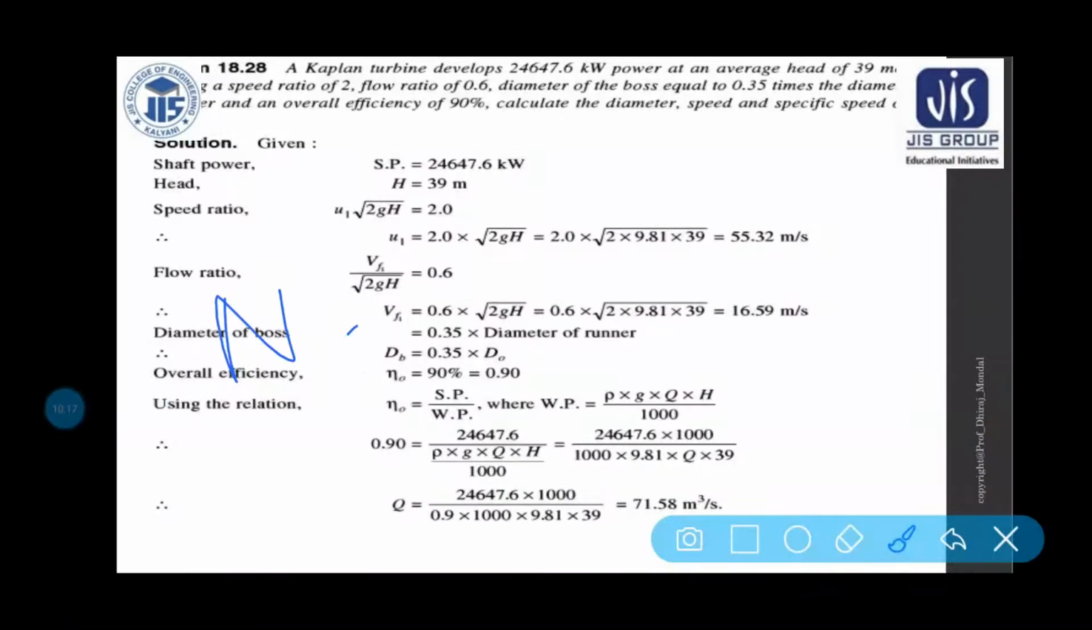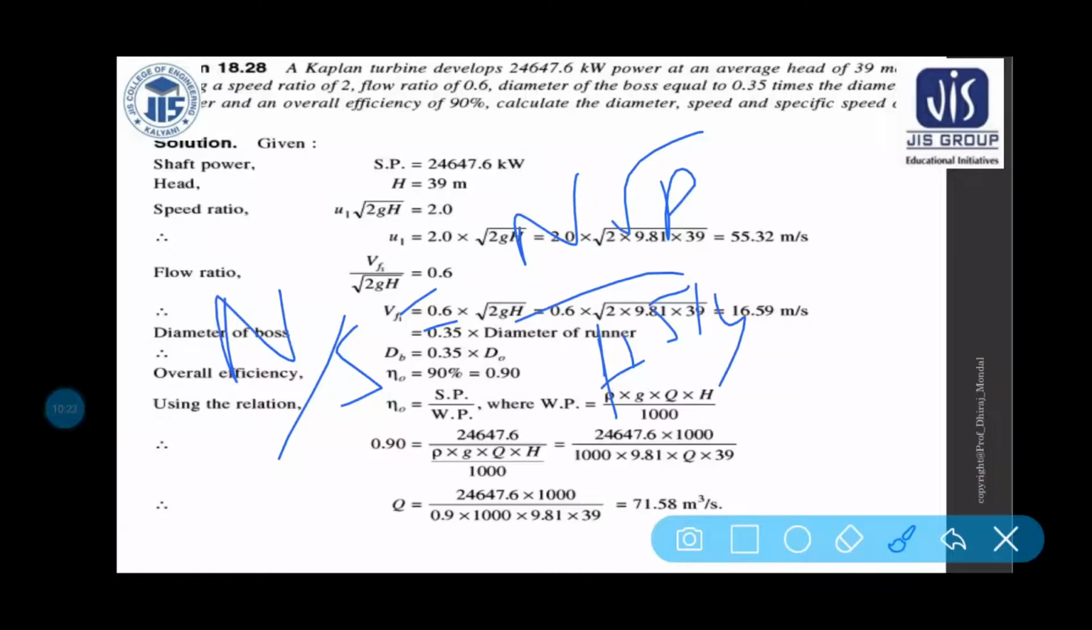So specific speed, ns, is equal to N root P by H to the power 5 by 4. You have to remember this formula, where N is the rotation in rpm, P is the power developed, and H is the net head. So ns is the specific speed.